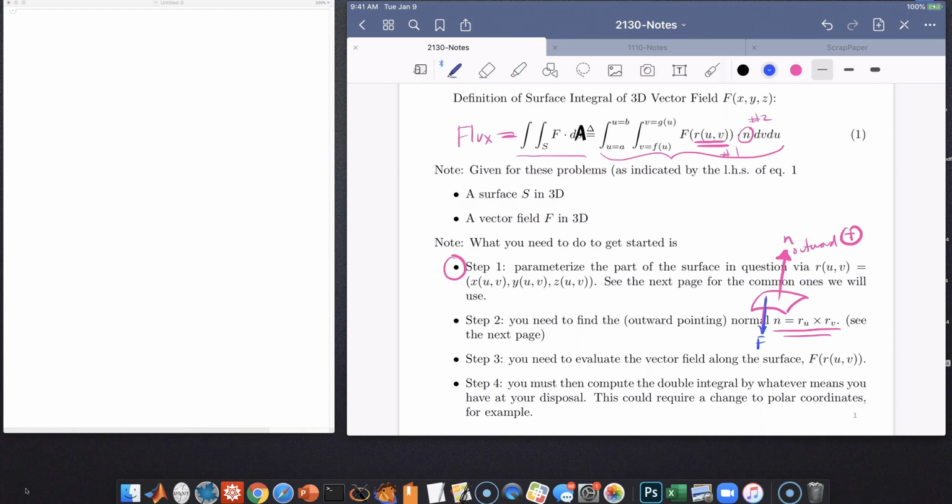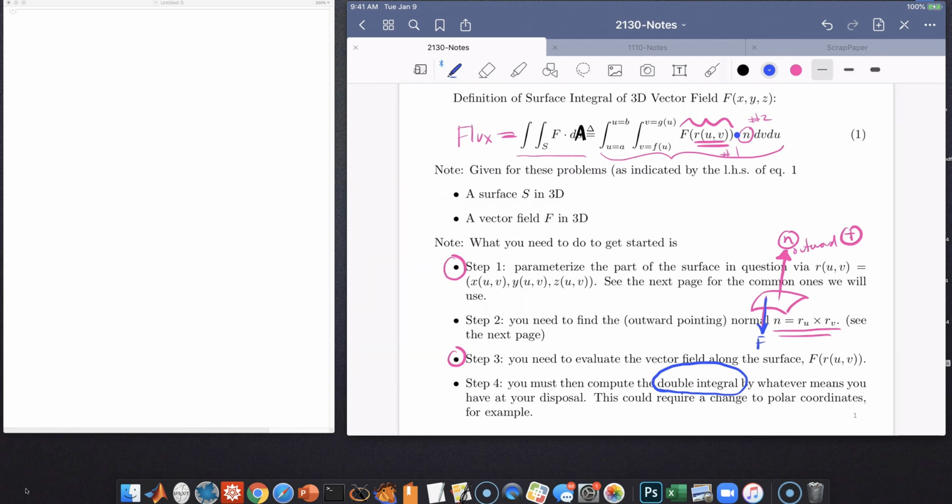So that's what you need. Make sure you have an outward pointing normal. Make sure you compute the cross product correctly. And then in step 3, you need to compute the vector field along the surface. Then you need to compute the dot product. And once you compute that dot product, you're going to have a double integral on your hands that you might need to figure out how to evaluate.